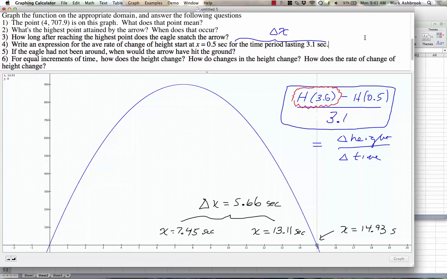Okay, so how do changes in the height change? How do changes in the height change for equal increments of time? They're changing at a decreasing rate. Now I'm asking about the changes. I'm not asking about anything about rate. I'm asking just about the changes. What do the changes do? For equal increments of time. So they either increase, decrease, or stay the same. That's all they can do. They decrease. Always?